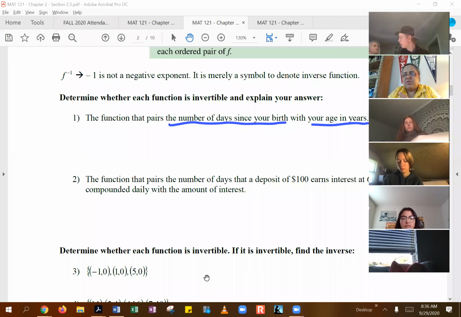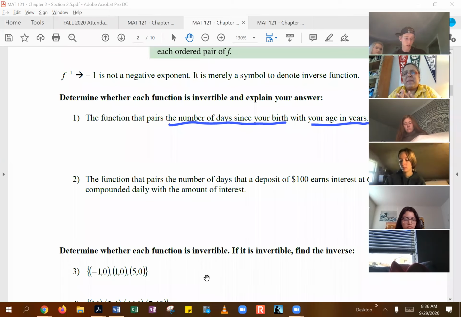So is this function one-to-one or not? I don't think so, because there's 365 days in a year, so it could be a varying amount of days since your birth, but you'd be the same year old. Yeah, exactly. Very nice, Noah.